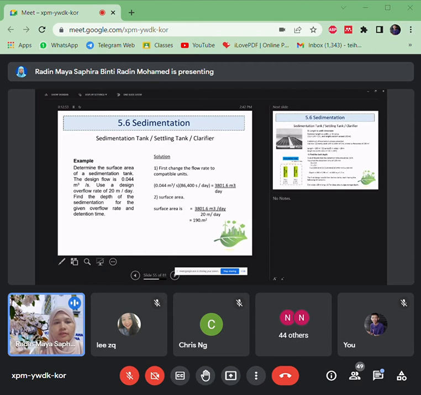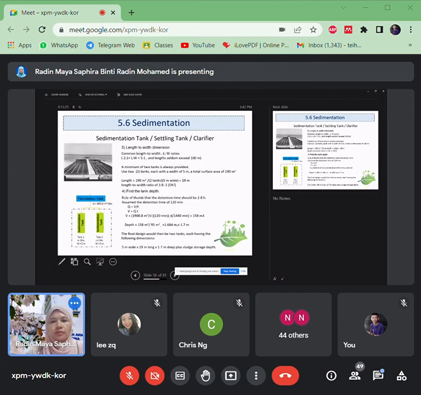Okay, then next you can determine the surface area of the sedimentation tank. If the design flow is 0.044 meter cube per second, use a design overflow rate of 20 meter per day, and find the depth of the sedimentation tank for the given overflow rate and detention time. So first, you convert the flow rate to meter cube per day. Surface area is Q divided by the overflow rate, which gives 190 meter cube.